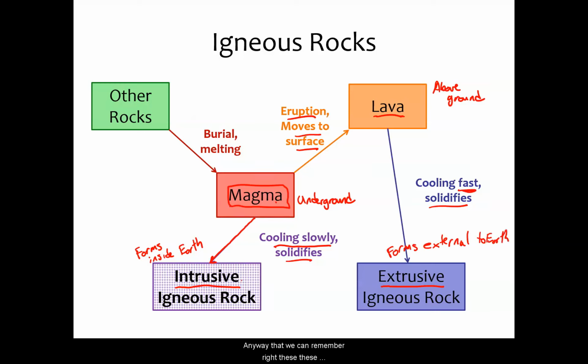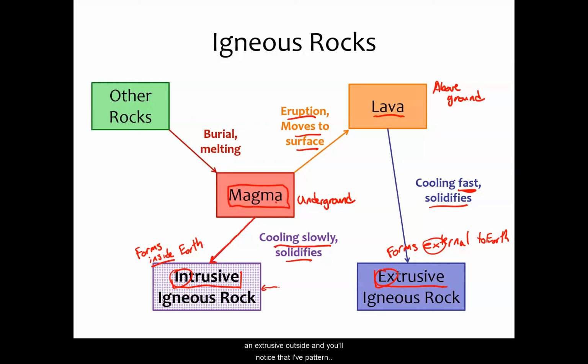Any way that we can remember these terms, I'm almost certain you haven't seen before. You're going to have to remember a lot of these terms, so any mnemonic that you can use is going to help to keep some of these straight. So intrusive forms inside Earth. Intrusive, inside. Extrusive forms external to Earth, on Earth's exterior. If you intrude into something, you push your way inside. Extrusive, if you extrude something, you push it out. So this is external to Earth. Remember that any way you can, but intrusive rocks form inside and extrusive outside.